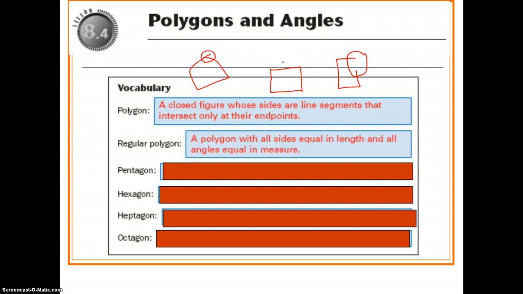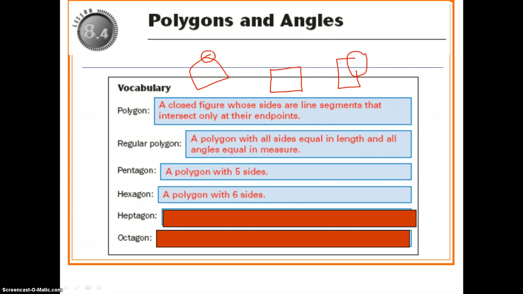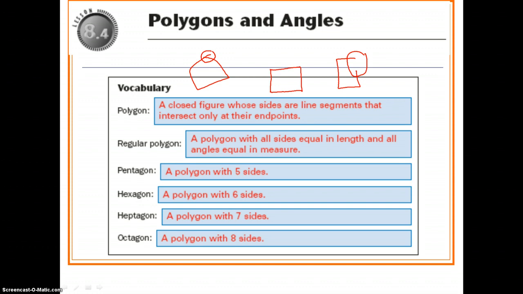A regular polygon has all sides of equal length and all angles equal in measure. A pentagon has 5 sides. It is a polygon with 5 sides. A hexagon is a polygon with 6 sides. A heptagon is a polygon with 7 sides. An octagon is a polygon with 8 sides. Those are the ones that you're going to need to remember.